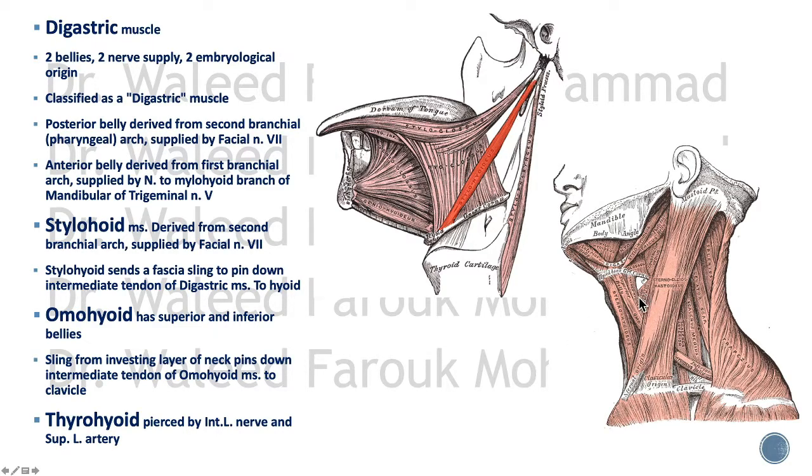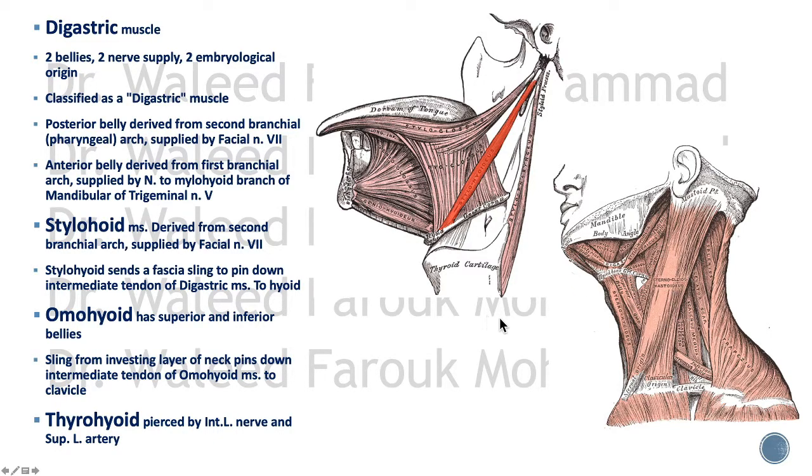Thyrohyoid muscle is a small muscle between the thyroid cartilage and the hyoid bone, and it's worth noting that it's pierced by the internal laryngeal nerve and the superior laryngeal artery. Internal laryngeal nerve is a branch of the superior laryngeal of the vagus, and superior laryngeal artery is a branch of superior thyroid. On their way to supply the larynx, they pierce the membrane and the muscle on top of it, which is the thyrohyoid muscle. It's from a line on the thyroid cartilage called the oblique line and goes to the inferior aspect of the hyoid bone.